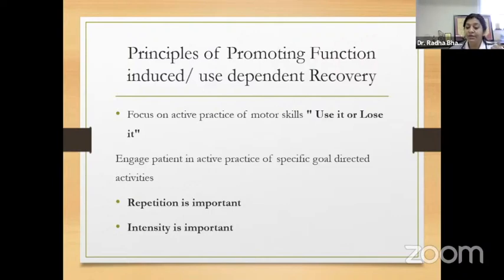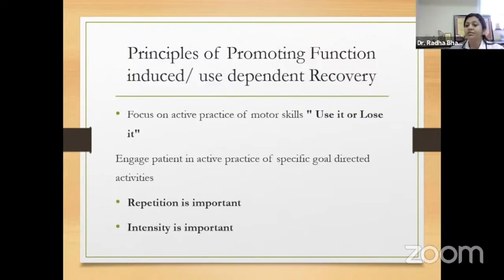Next, repetition is important. Lots of repetitions are required, as we all know, throughout our education and our life, whatever we are doing, we need a lot of practice and repetition to have mastery in particular things. So repetition is important if we want recovery. Intensity is important. If something is given with less intensity, fewer repetitions, fewer sessions, you may not get that recovery.